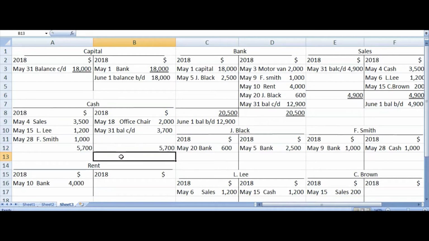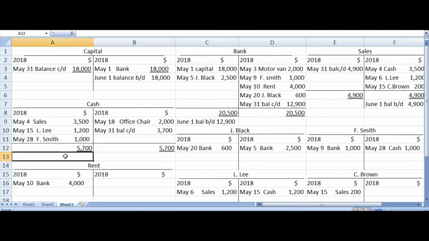So now we have both sides of the accounts agree. So we can draw our lines. We can also go ahead and double line to show that the account is now balanced. And then we bring down our balance to the opposite side. The next period, June 1st, balance BD of 3,700. Then we move to our next account, which is J Black.